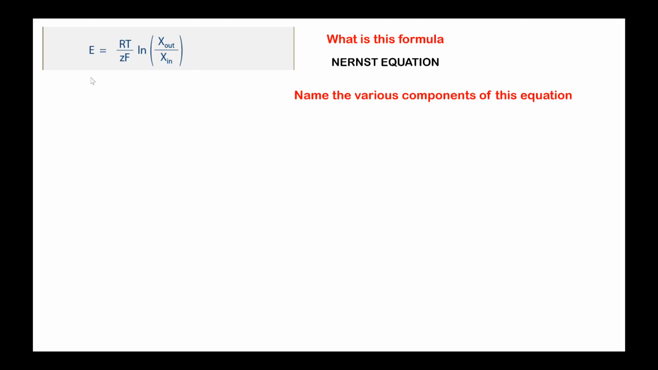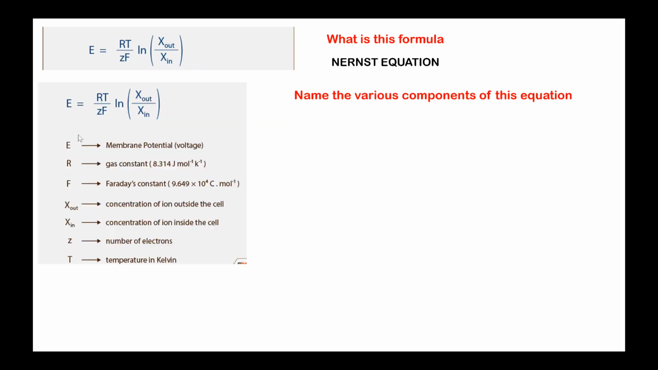Here you have the letters E, R, T, Z, F, X outside, X inside. E is the membrane potential in voltage. R is the gas constant, and F is the Faraday constant. X is the concentration of ion outside the cell and inside the cell. Z is the valence of the ion, and T is the temperature in Kelvin.